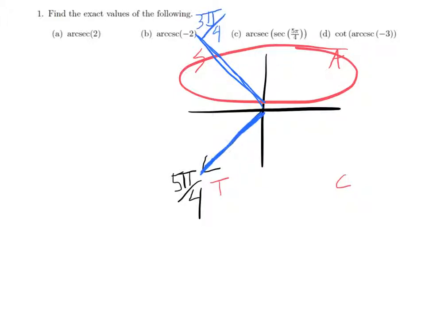You could also work out secant of 5 pi fourths and get negative square root of 2 and then work out what is arc secant of negative square root of 2 and find that it's 3 pi fourths. That would work as well.